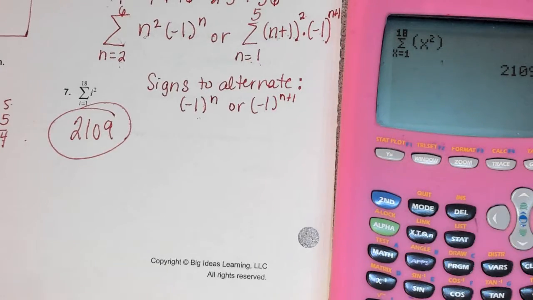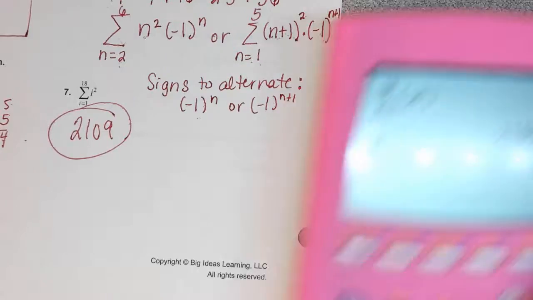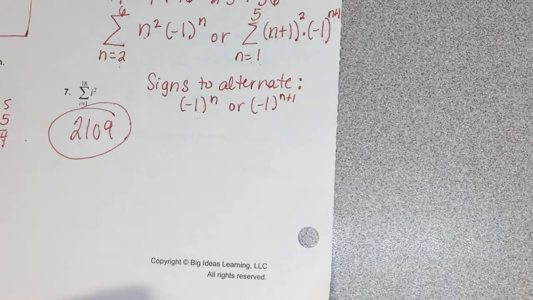Get the basic idea? A sequence is a pattern of numbers. The sigma means to add up all those numbers. Okay? Good job, guys.